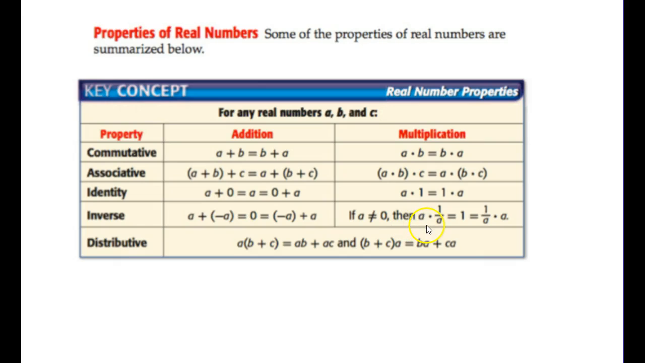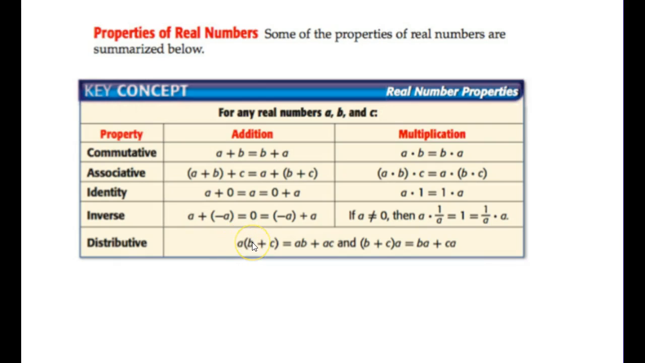The inverse for multiplication is going to be the reciprocal of the number. So if we have a, we have to multiply it by 1 over a to get a value of 1. So for example, if we had 7, we would multiply that by 1/7 to get a value of 1. Those are the inverse properties. The last one, distributive. If we have a number multiplied outside of a sum inside the parentheses, we have to distribute that value to each of those values inside the parentheses.